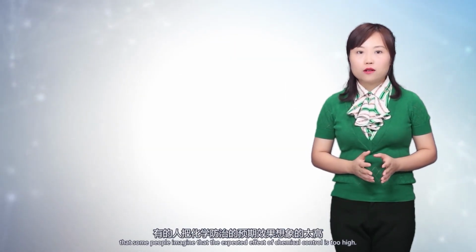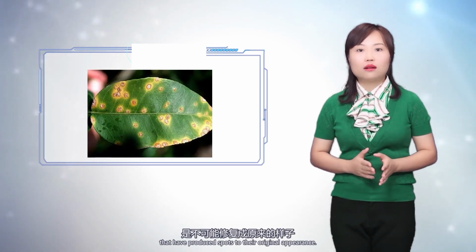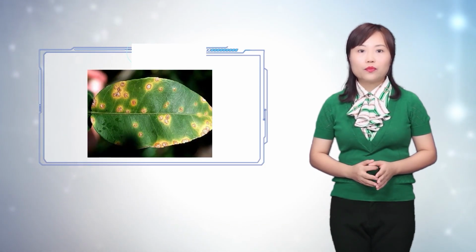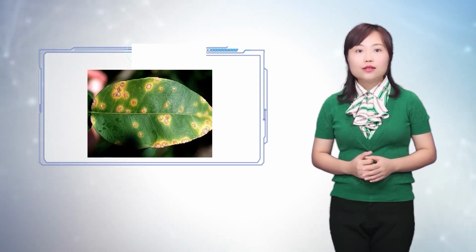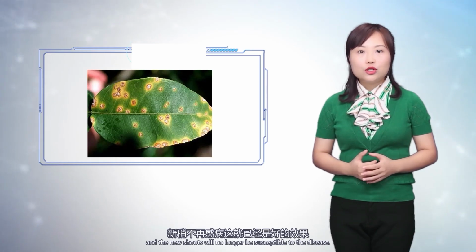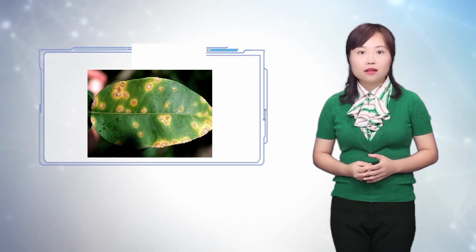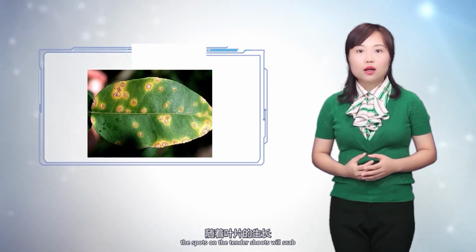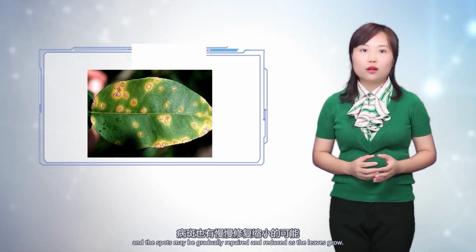It should be noted that some people imagine that the expected effect of chemical control is too high. However, no matter how the chemicals are used, it is impossible to restore the leaves that have produced spots to their original appearance. The spots will no longer expand, and the new shoots will no longer be susceptible to the disease. After chemicals are sprayed, the spots on the tender shoots will scab, and the spots may be gradually repaired and reduced as the leaves grow.